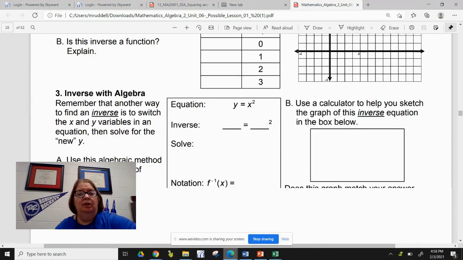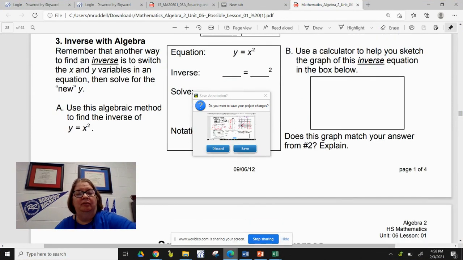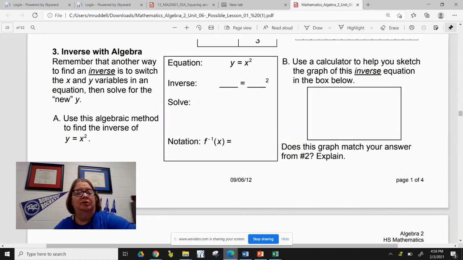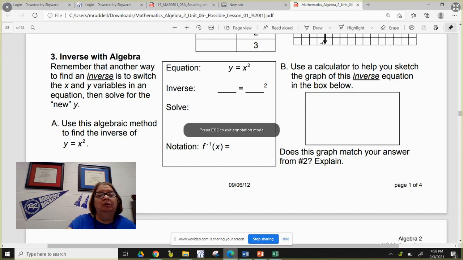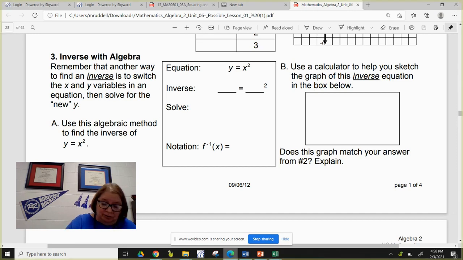Okay. Now, number 3 says find the inverse with algebra. It says remember that another way to find an inverse is to switch the x and y variables in an equation, then solve for the new y. Here's our equation: y equals x squared. That's the equation from number 1. The inverse, we're going to switch the x and the y.